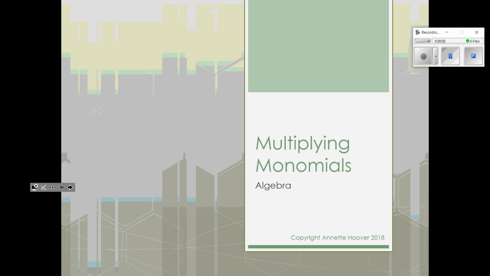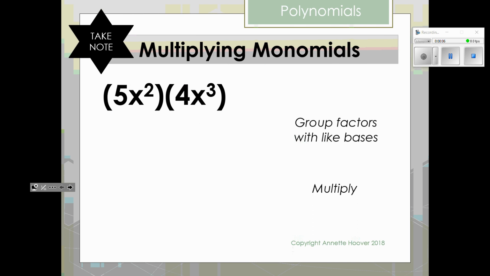Our lesson today is going to be on multiplying monomials. We're going to show the mental step and how we're going to use the commutative property. If you look up here, we have two monomials: 5x squared times 4x cubed. We can use the commutative property to group together things that we can multiply together.